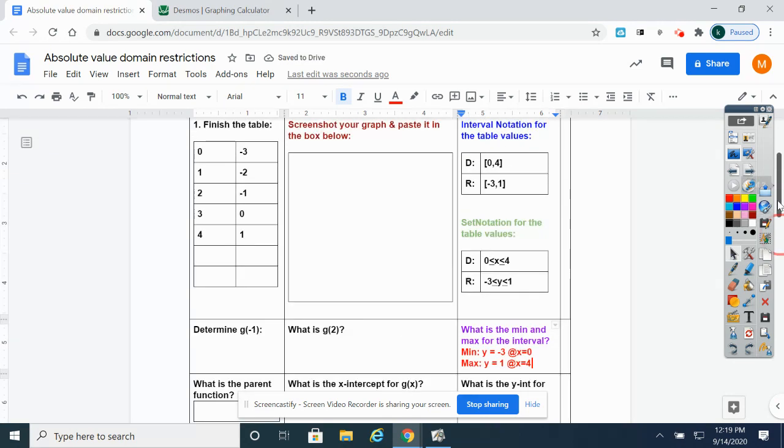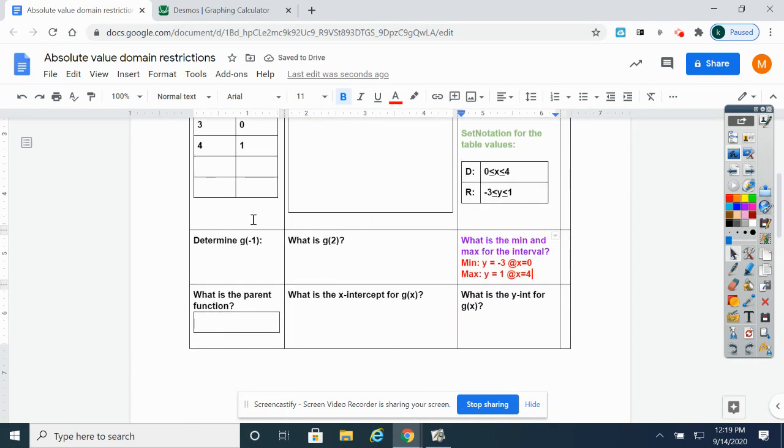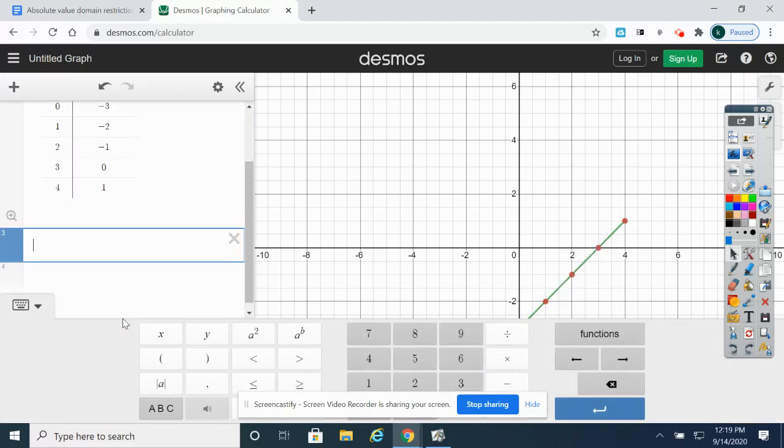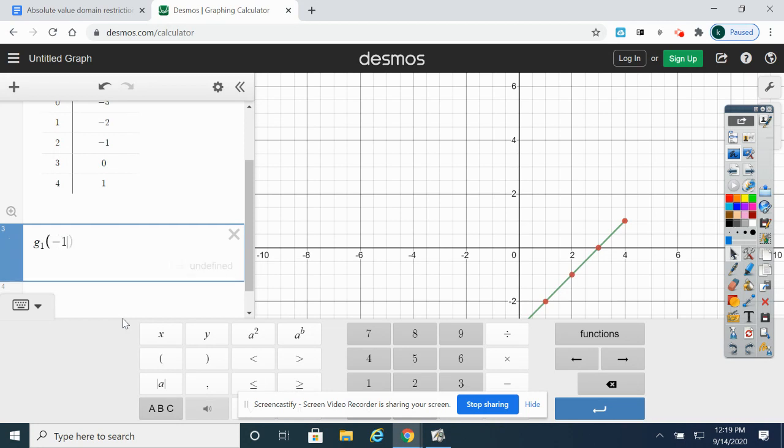We've got some other stuff that we're trying to look for in here. What if they said determine g of -1? What they're telling us is the input is -1. So what would the output be? It's as simple as saying g sub 1 of -1 is undefined.